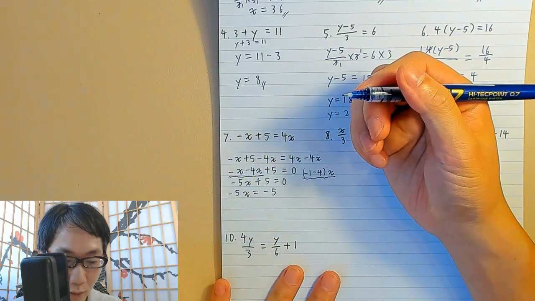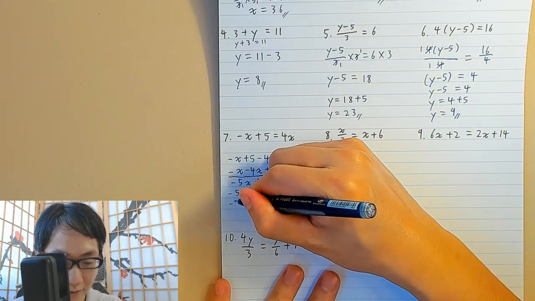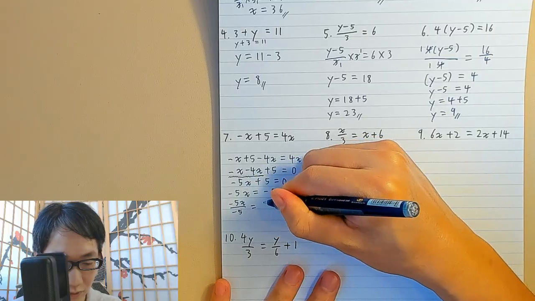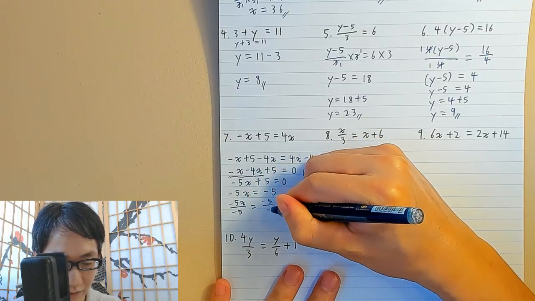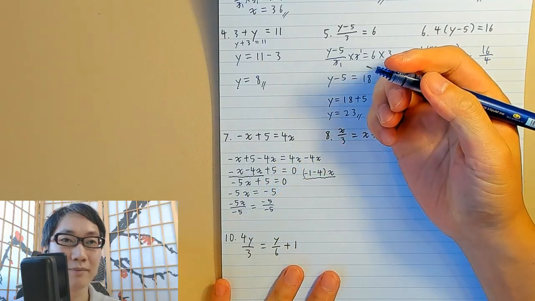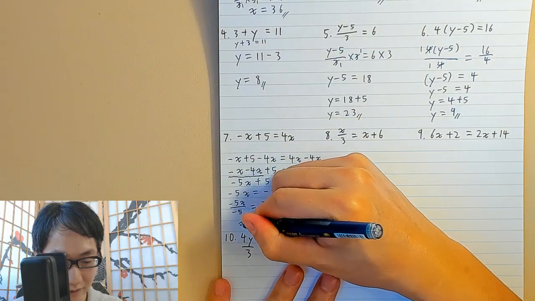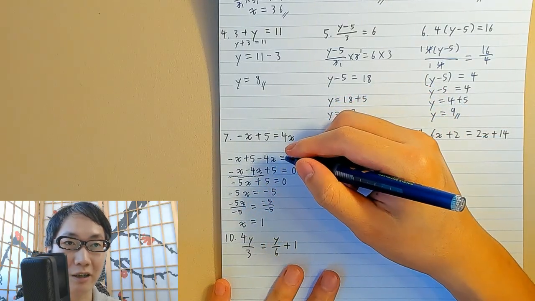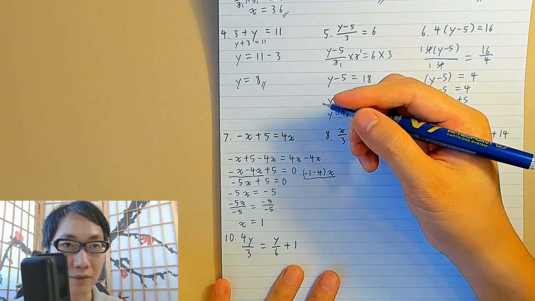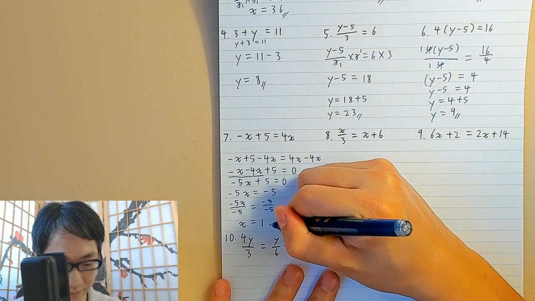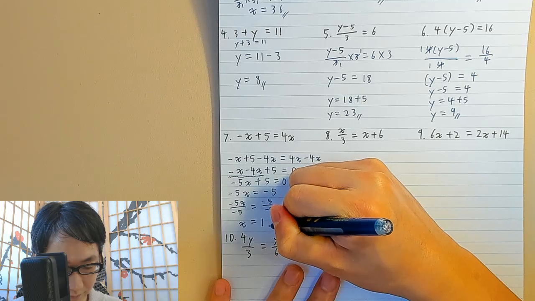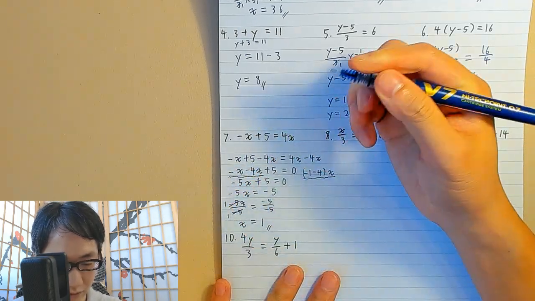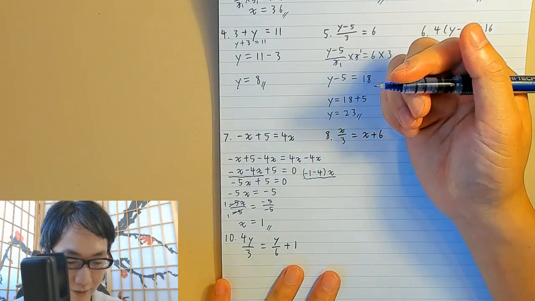So then divide both sides by -5. So -5x divided by -5 is equal to -5 divided by -5. So x is equal to 1. So anything divided by itself is 1. Okay. And this one cancels. Okay.